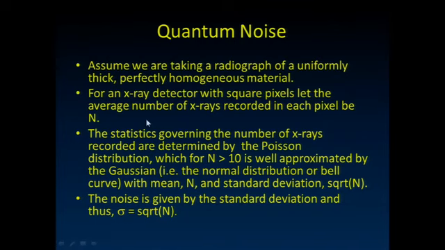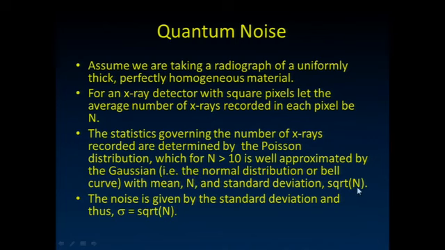It turns out that the statistics that govern whether an X-ray makes it through an object or not is governed by something called the Poisson distribution. And that's very nicely approximated by the Gaussian or the normal curve, the bell curve, once we get up above a mean of about 10. And certainly most of our X-ray images have more than 10 X-rays per pixel, so that approximation suffices. It has a mean of n and a standard deviation of square root of n.